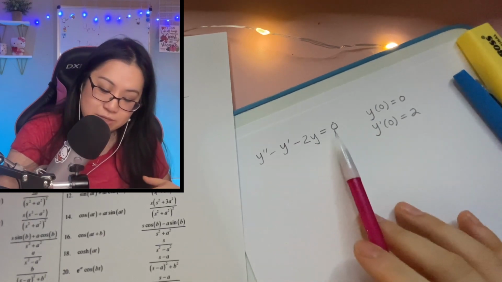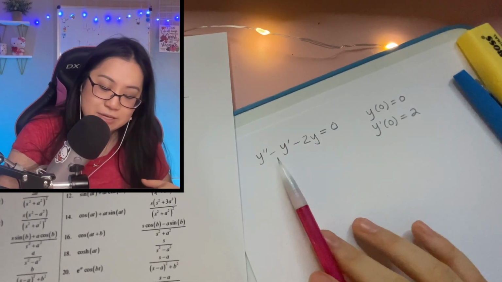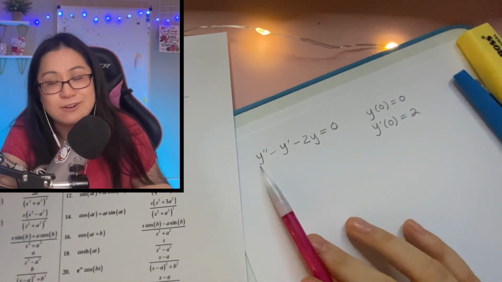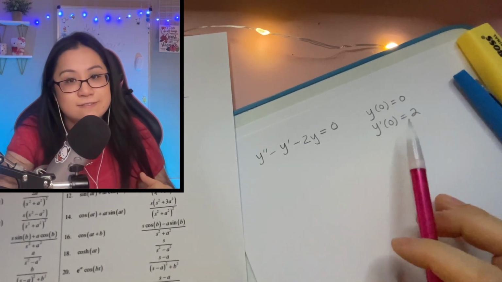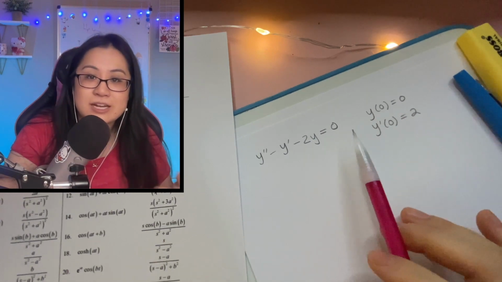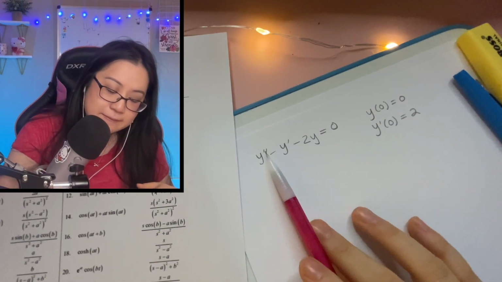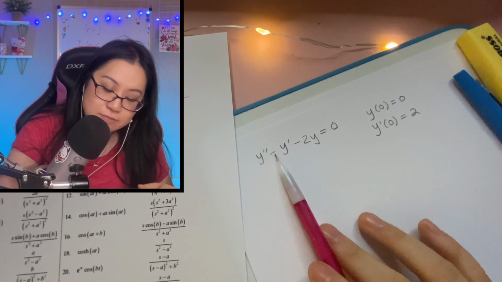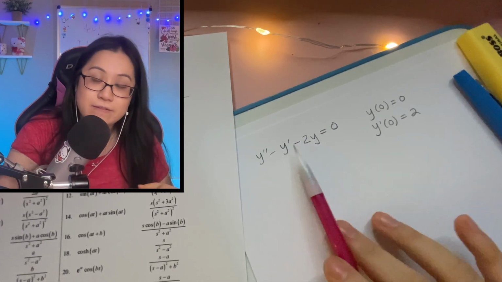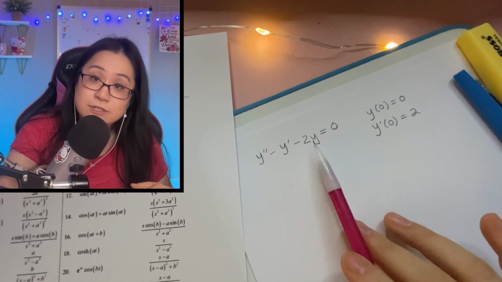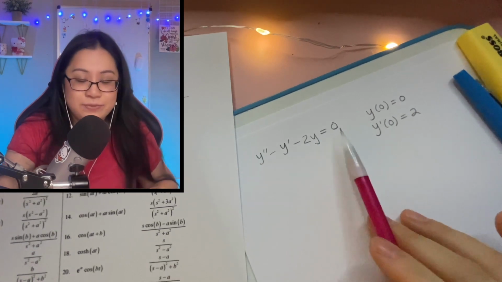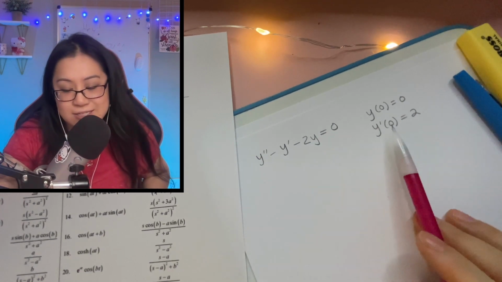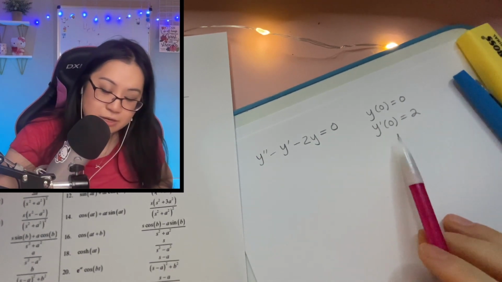For example, here we have y'' minus y' minus 2y equals 0. We're looking for a function, usually of time, that's the implied variable, where if we take the second derivative of that function, minus the first derivative of that function, minus 2 times the original function, I get 0. So we're talking about functions of time or x or whatever other variable you're talking about.